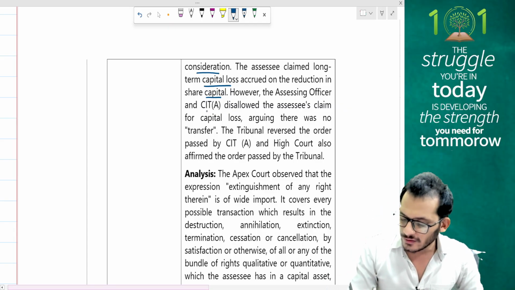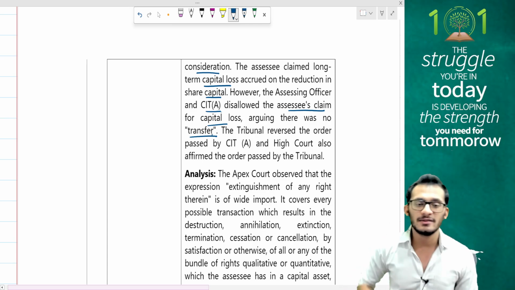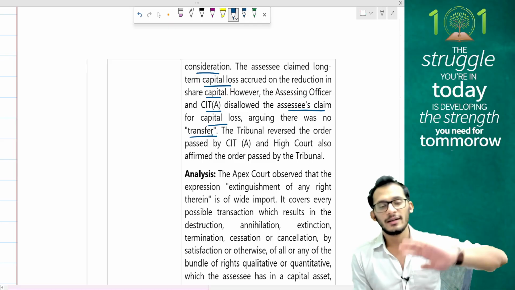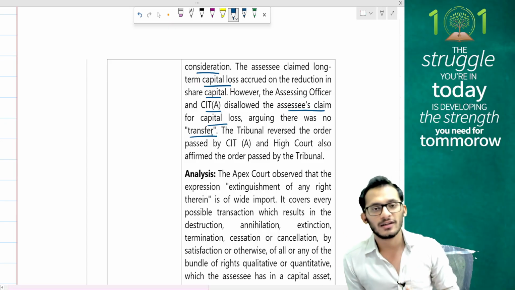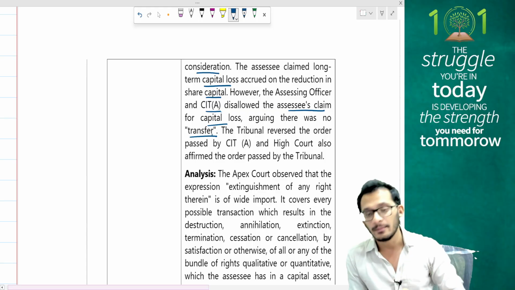However, the assessing officer and CIT disallowed the assessee's claim for capital loss, arguing that there was no transfer. This is very obvious, people, because what is going to happen? The 3 crores which he received, he's going to say it is not taxable because it is not a deemed dividend. Because it is not a deemed dividend, he wants the balance, whatever is there. He also wants the shares which have been eroded for him as a capital loss. It comes in as a double benefit.